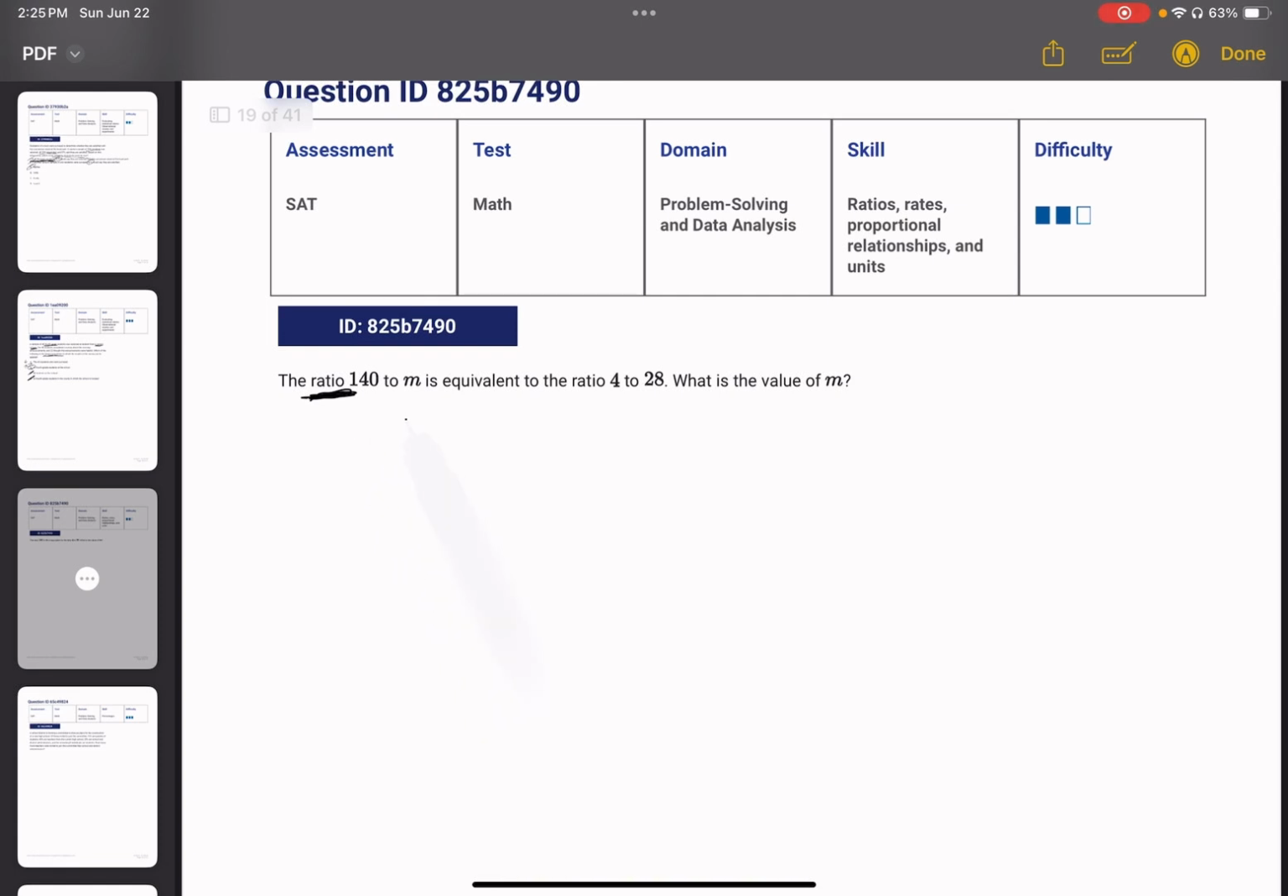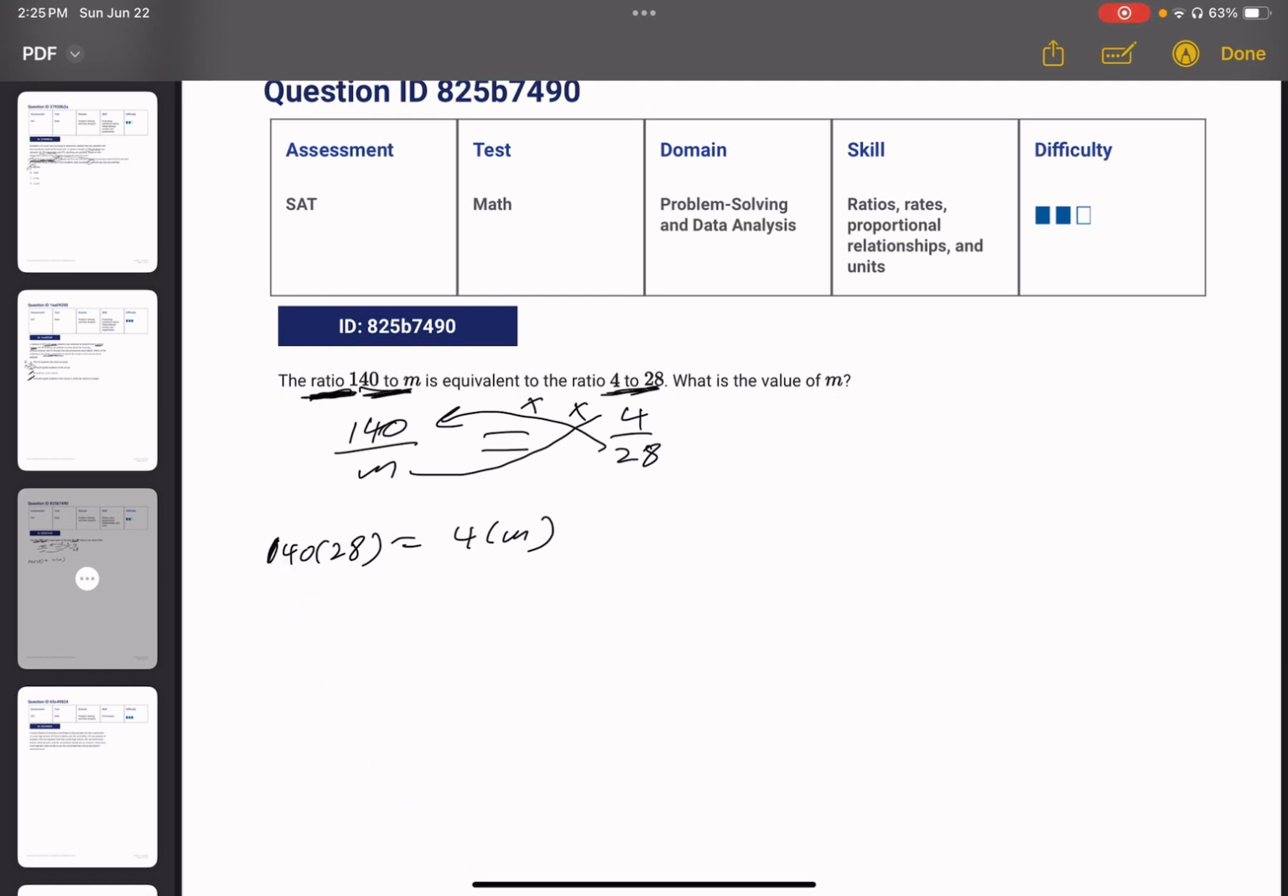I'm going to write each of them out as a ratio or a fraction. 140 over m is equivalent to 4 over 28. So I'm going to set these equal to each other, and we're simply going to cross multiply. If you don't know how to cross multiply, you multiply these two, and then you multiply these two. So we have 140 times 28 is equal to 4 times m. 140 times 28 is going to give us 3,920, and that's going to be equal to 4m. So our m value after dividing by 4 is going to be 980. So that gives us our value right there.